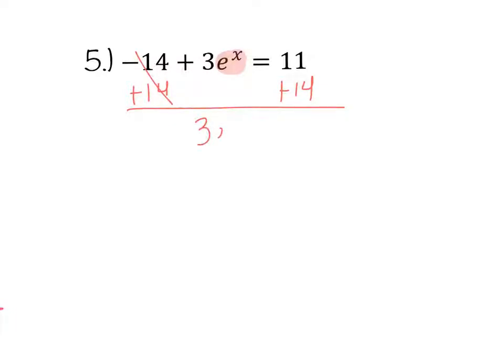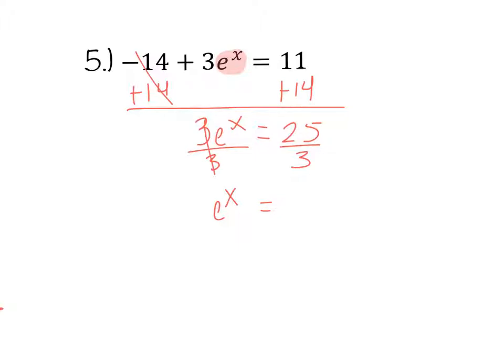So I have 3e to the x equals 25. And then we're going to divide by 3, divide by 3. This is definitely going to give us a decimal. So e to the x equals 25 divided by 3, which is actually 8.333333. Now, to be as accurate as possible, you're going to want to leave that in your calculator. So don't clear that out or round.